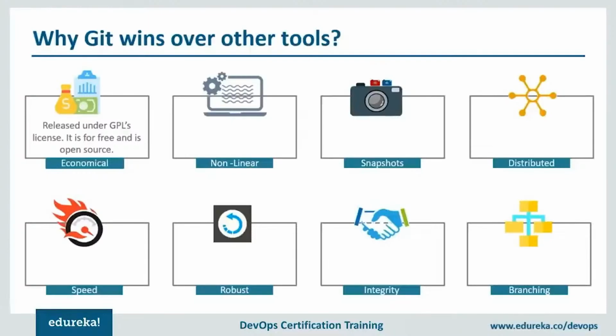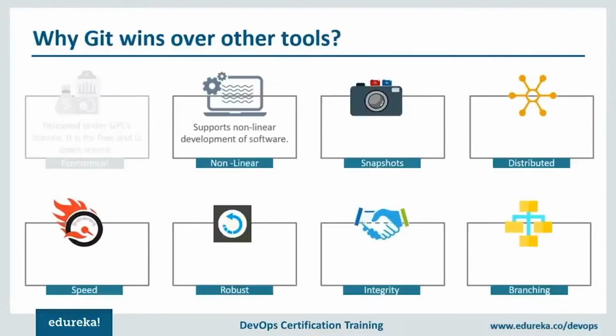So the first feature on the list is that Git is economical. Git is released under the GPL license, it is free and it is open source. So that makes Git economical. Next, Git is non-linear. Now, when you talk about non-linear, Git supports non-linear development of software. When you're working with Git, it records the current state of your project by creating a tree graph from the index. And as you know, a tree is a non-linear data structure, it is actually in the form of a directed acyclic graph, which is popularly known as DAG.